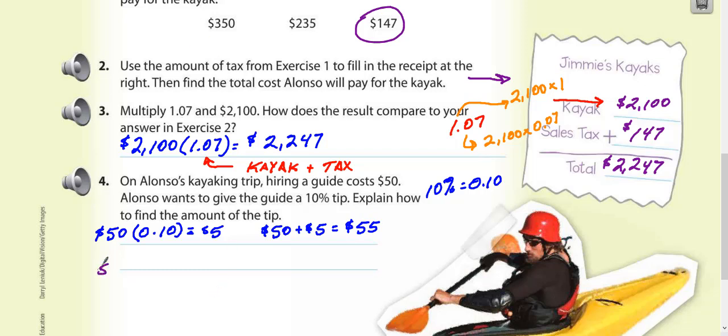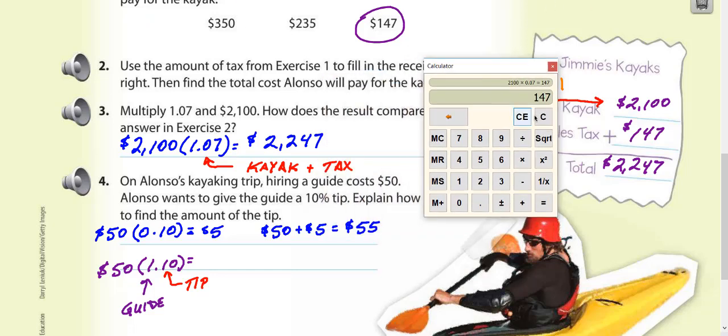The other way you could do it would be to take the $50 and multiply it by 1.10, where 1, this is the guide right here. So the 1 is the cost of the guide, and the 0.10 is the amount of the tip. And if we multiply that together, grab our calculator again, we multiply 50 times 1.1, we get the same 55.